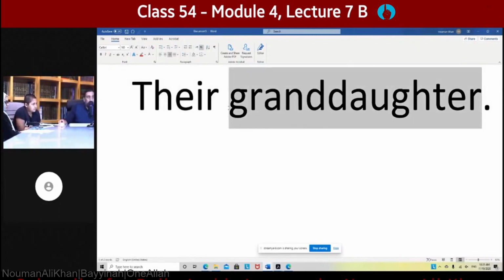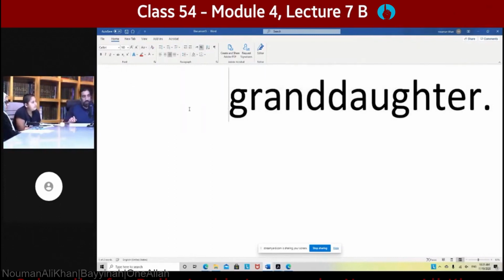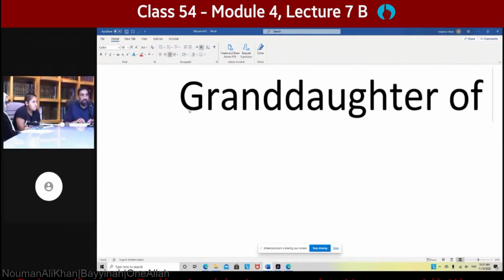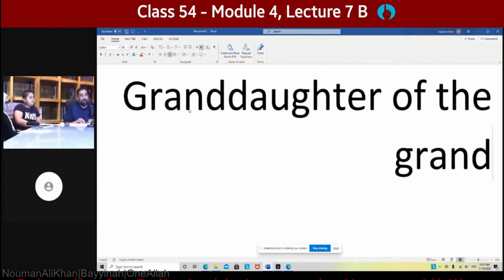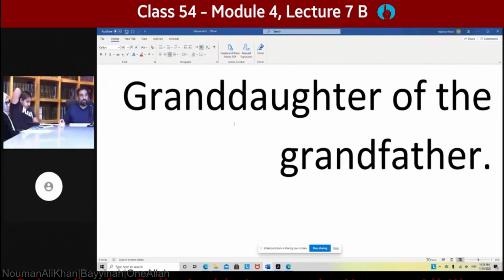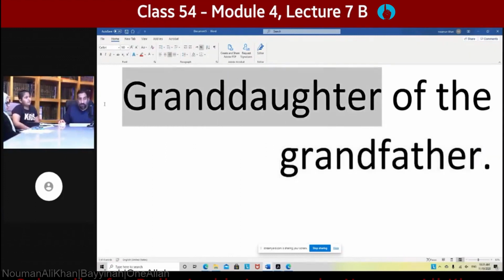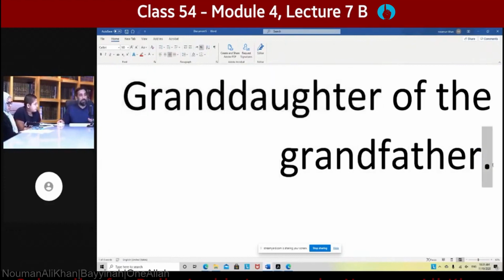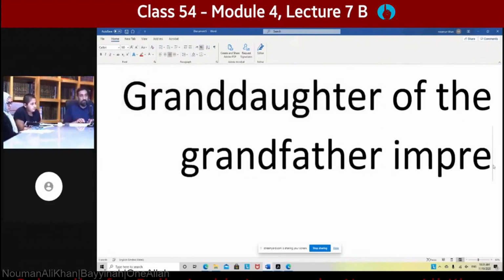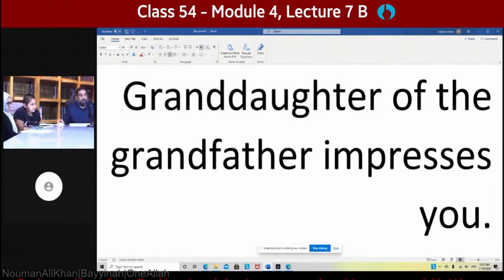So when you have the granddaughter, let me make a new phrase, the granddaughter of the grandfather. And people say, but Ustadh, the grandfather is masculine. Yeah, but we're not talking about the grandfather. We're talking about the granddaughter. So if I say the granddaughter impresses you, but Ustadh, the grandfather is masculine. Yes, but we're still not talking about the grandfather. We're talking about the granddaughter.